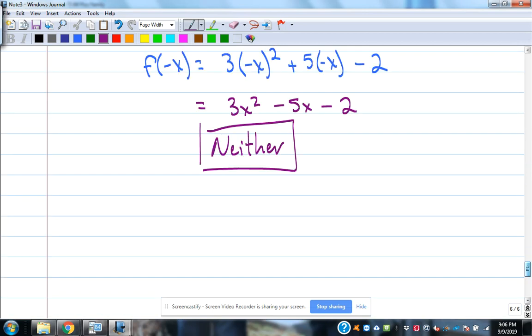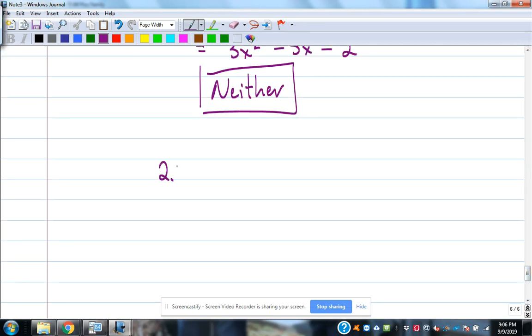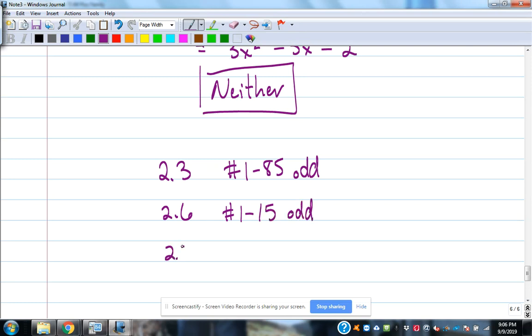All right, problems that you could practice from section 2.3, 1 through 85, just the odd ones. Pick some, and you don't have to do them all. 2.6, 1 through 6 or 15. Again, you don't have to do them all. It's not many out of that section. 2.7, 1 through 93. Some odd ones out of that. That will get you some good practice to get you ready for your Canvas quizzes for this week.